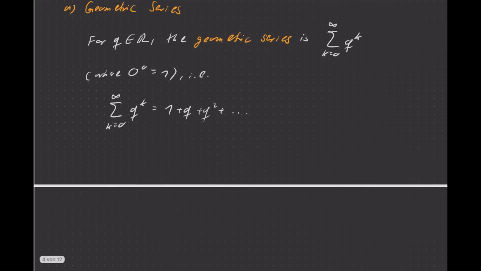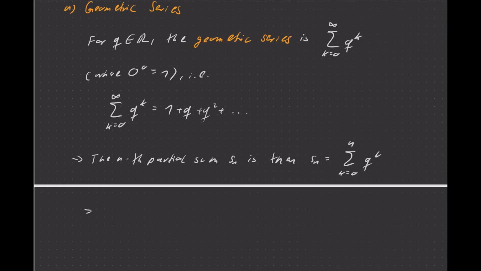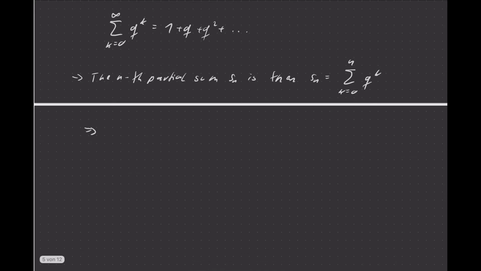Now, what does that mean for the partial sums and for convergence of that series? So the nth partial sum S_n is then simply the sum from 0 to n of q to the power of k. And this is a geometric sum. That's where the name geometric series comes from. So we have a formula for that. That means we can compute S_n. That is 1 minus q to the power of n plus 1 over 1 minus q.